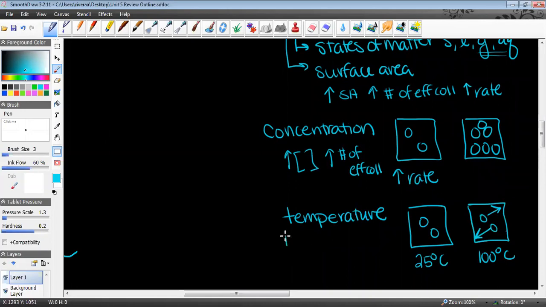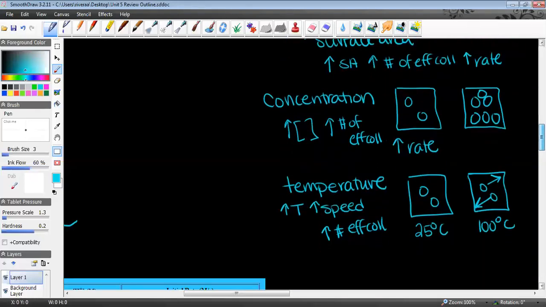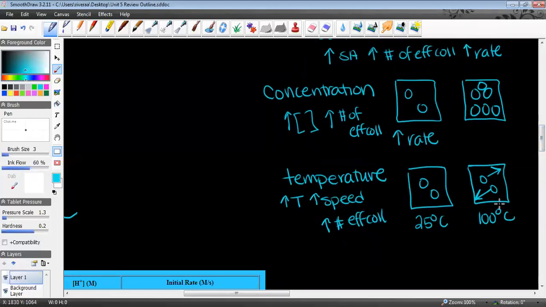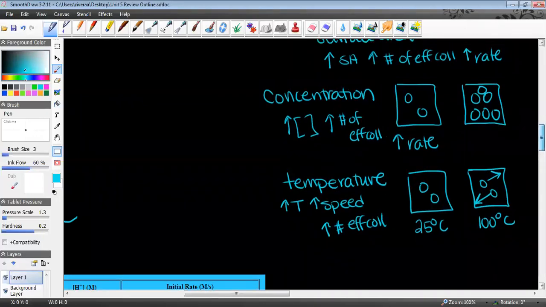So when you increase temperature, you increase the speed of the molecules, and so you will increase the number of effective collisions. And not only will you have more collisions, but you're going to have more collisions that have enough energy to overcome the activation energy. So temperature is one of those where not only are they colliding more often, but they're also hitting each other harder. And so they're more likely to overcome the activation energy.